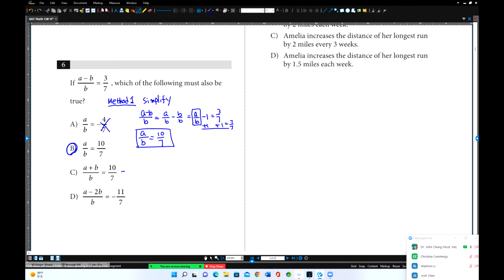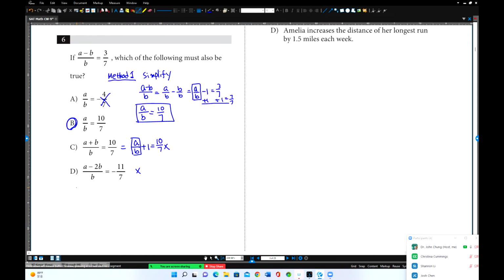What about this? A over B plus B over B, which is 1, equals what? 10 over 7. Okay? From here, you can find, because B over A is already 10 over 7. This is wrong, right? Okay. This is also wrong. Another method. Method 2.